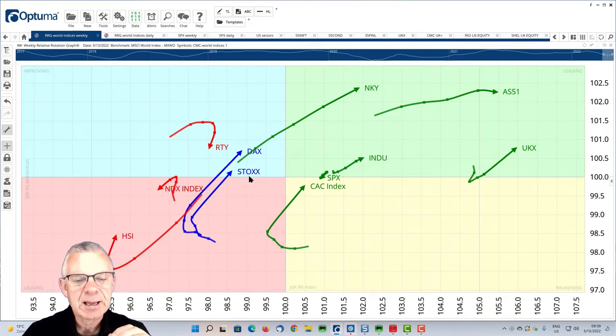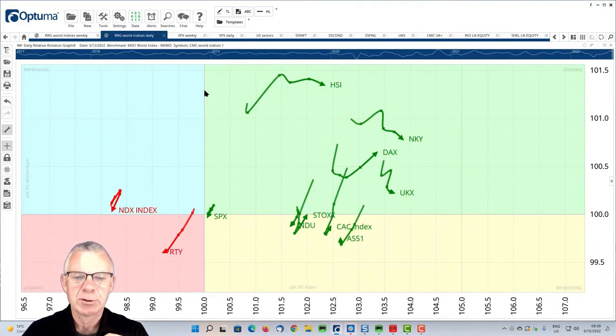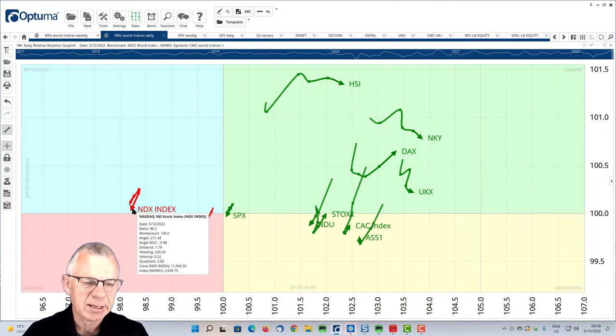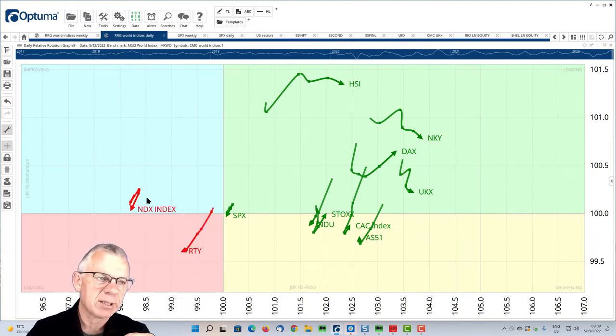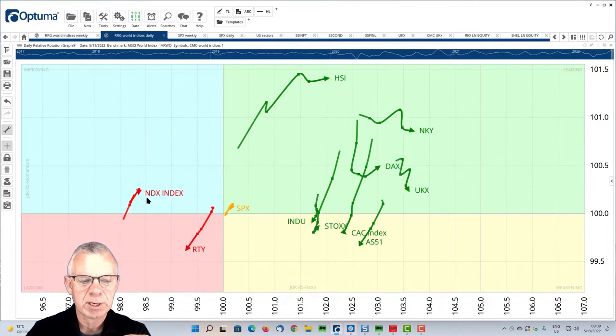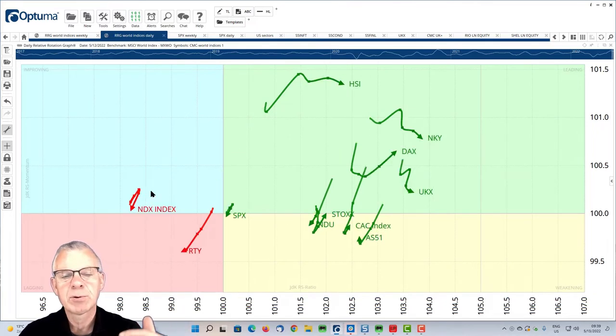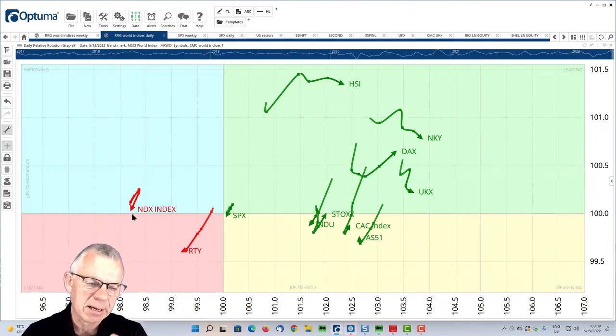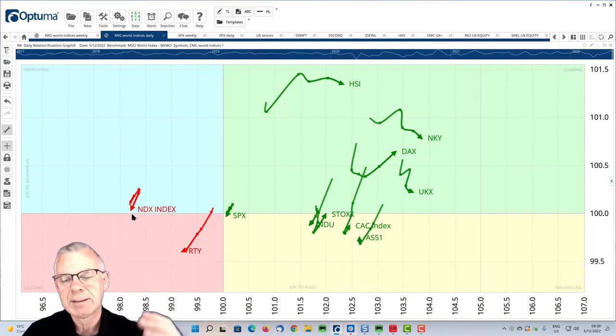Now, if we move to the daily version of this RRG, then it becomes even more clear, because you've got the NASDAQ here, which has turned around inside the improving quadrant. That's quite a negative sign. So it started to improve, but never reached leading, and is now hooking back towards lagging. That means that we're starting a new down leg in an already existing relative downtrend.